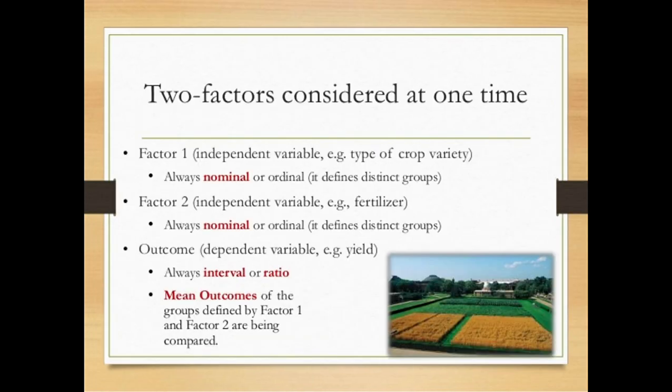Then two factors are considered at one time. Factor 1, independent variable, for example type of crop variety, always nominal or ordinal. It defines distinct groups. Factor 2, independent variable, for example fertilizer, always nominal or ordinal. It defines distinct groups. Outcome, dependent variable, for example yield, always interval or ratio. Mean outcomes of the groups defined by factor 1 and factor 2 are being compared.